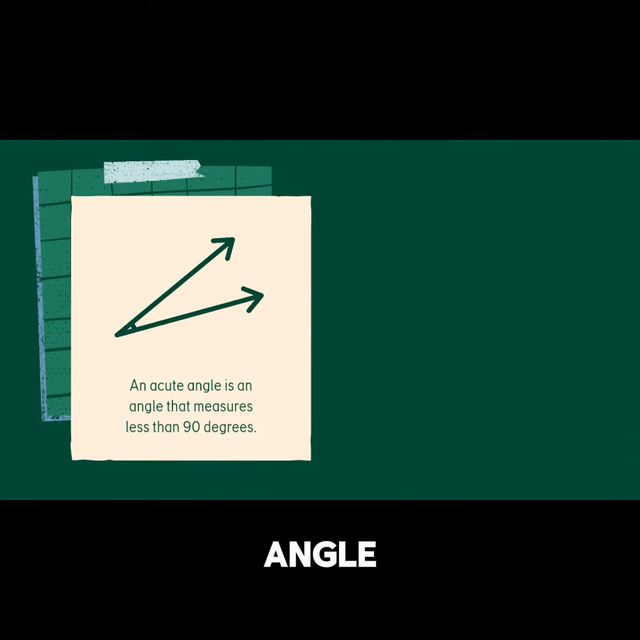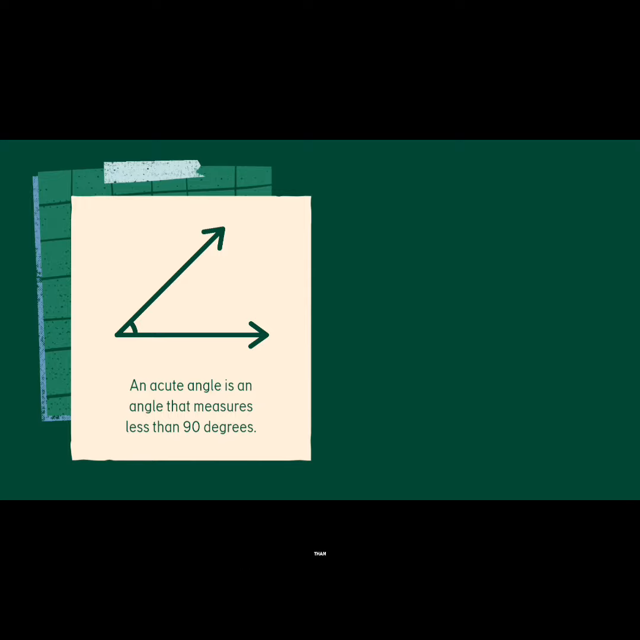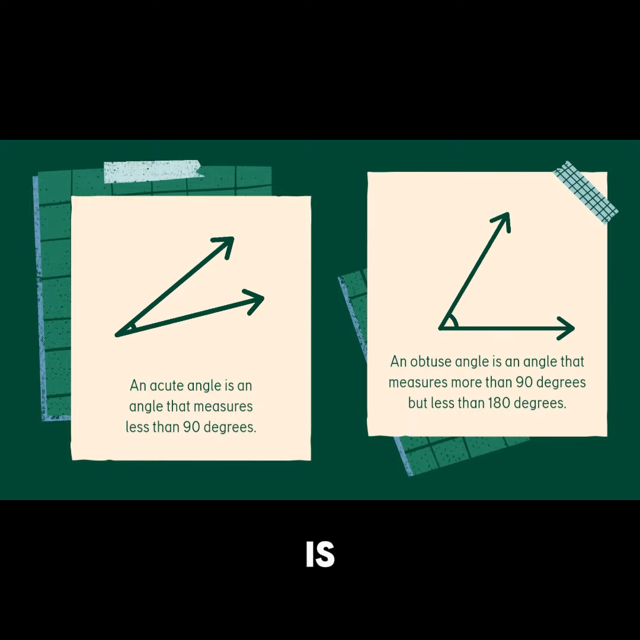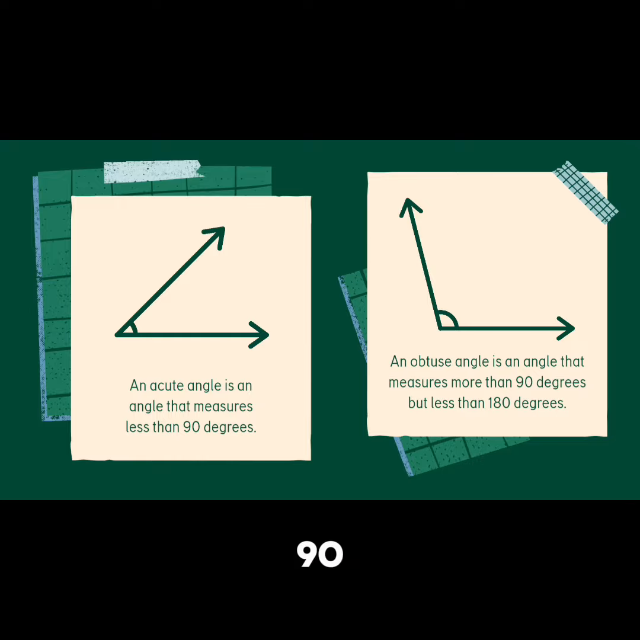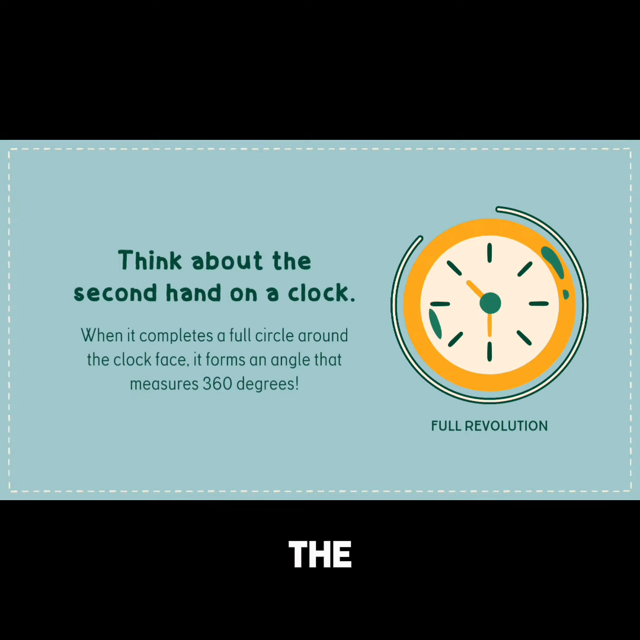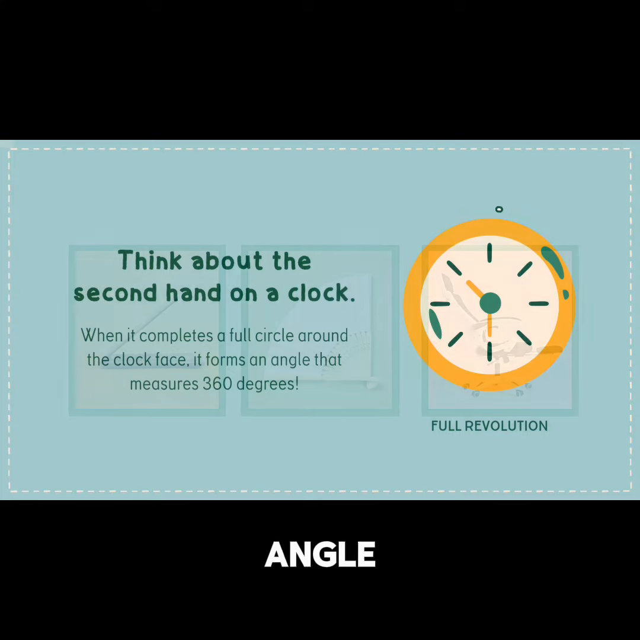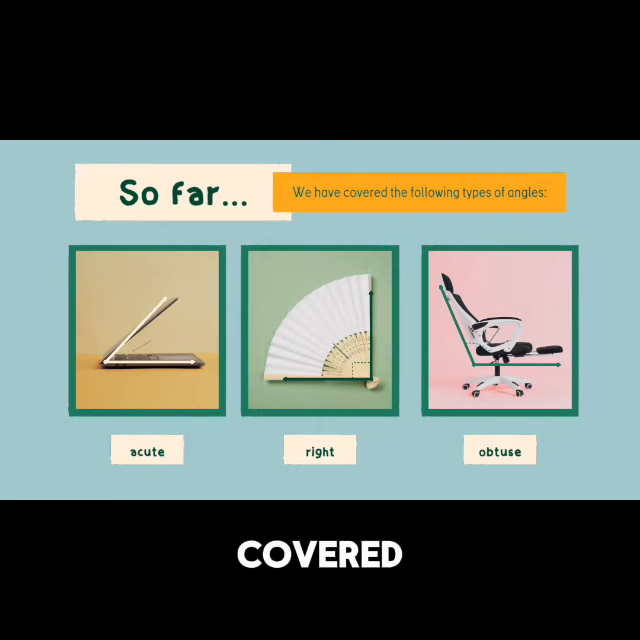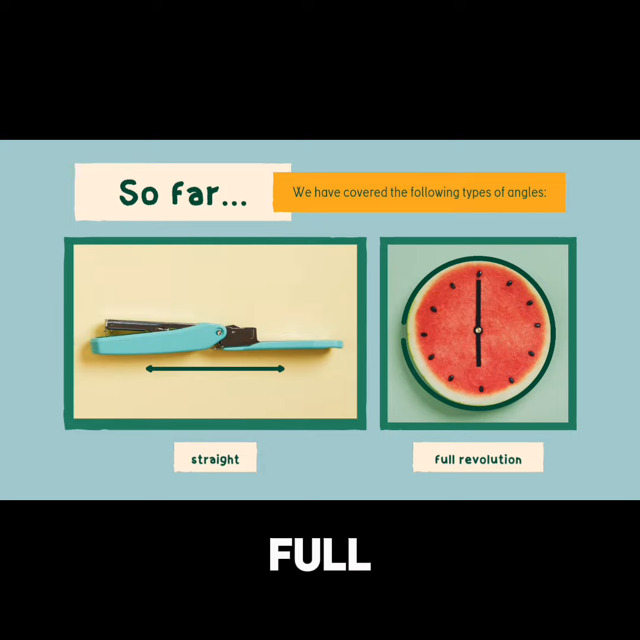An acute angle is an angle that measures less than 90 degrees. An obtuse angle is an angle that measures more than 90 degrees but less than 180 degrees. Think about the second hand of a clock. When it completes a full circle round the clock face, it forms an angle. So far we have covered the following types of angles: acute, right, obtuse, straight and full revolution.